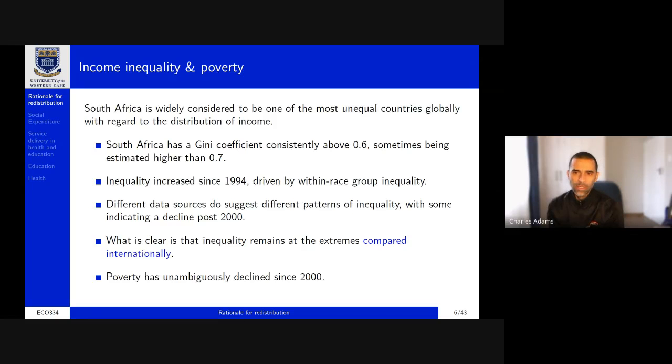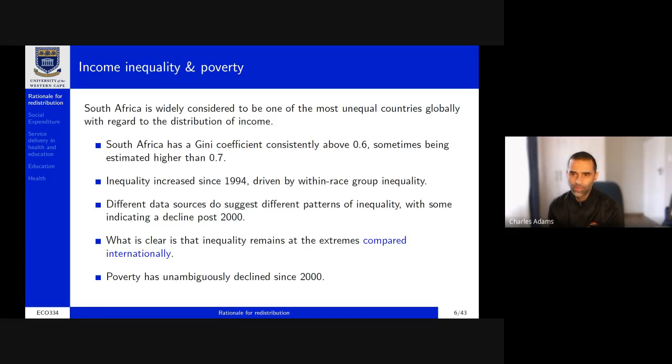Depending on the data source, some data sources suggest that there has been an increase in income inequality in South Africa after 1994, right? And most of that is driven by within race group inequality, right?